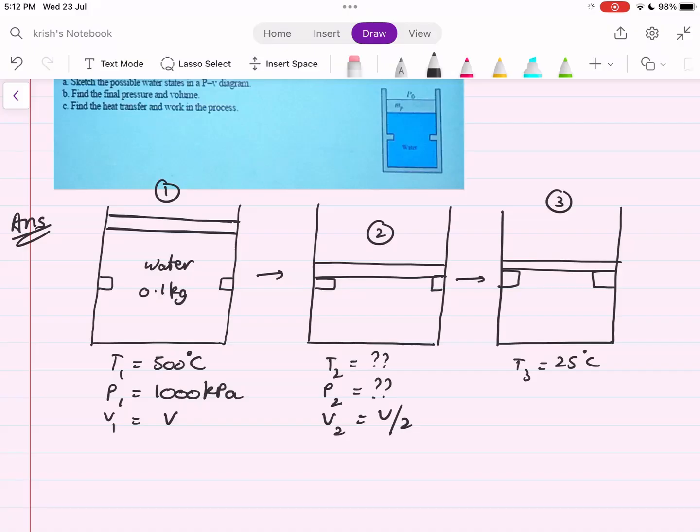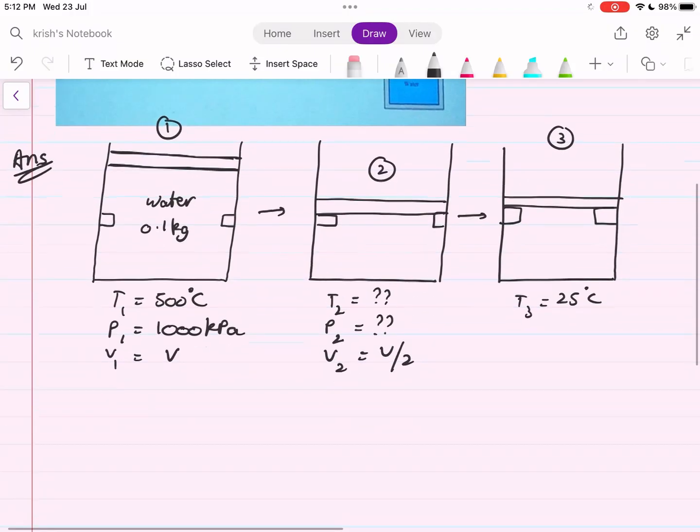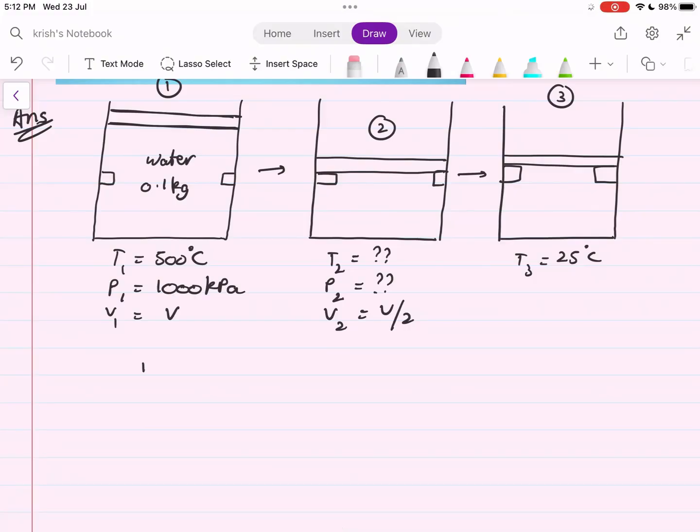So now what is going on here? An important thing to note is that 1 to 2 has pressure constant and 2 to 3 has volume constant. 2 to 3 is very obvious, right? The volume is constant because the piston has come down first and then it has cooled down to room temperature. So we can understand that 2 to 3 makes sense with volume constant. But why is 1 to 2 a constant pressure process? That is what we have to explain.